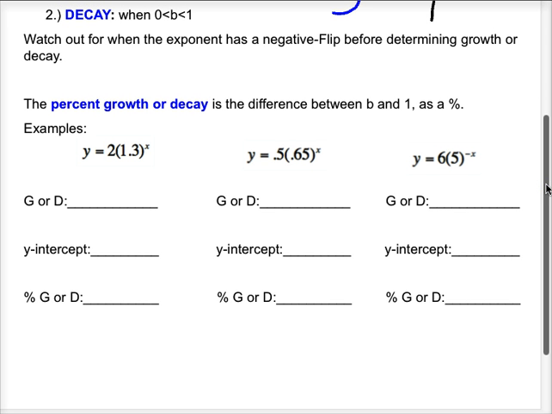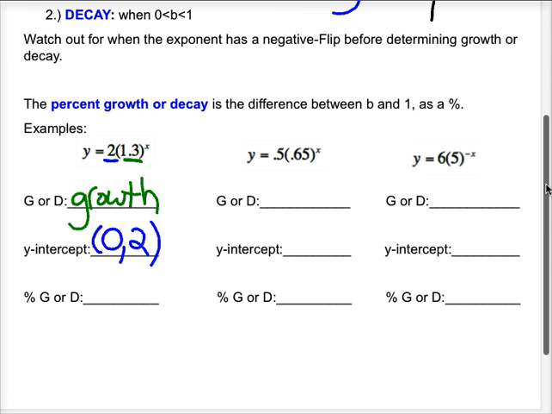y equals 2 times 1.3 to the x. So the first thing we want to note is, is this growth or decay? I determine growth and decay by looking at that number right there, that b value. It is greater than 1, so that means we are going to be talking about growth, because that value, again, is greater than 1. The y-intercept: I'm going to be looking to that 2 for my y-intercept. Remember, that multiplier controls my y-intercept.